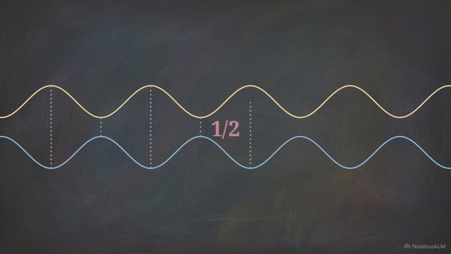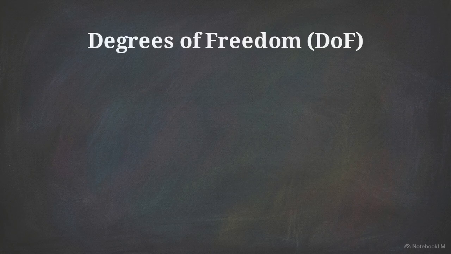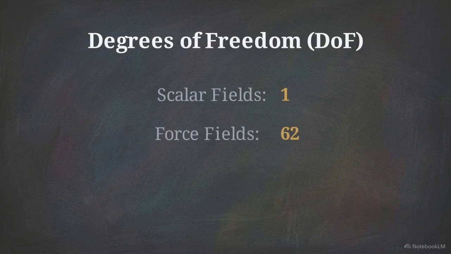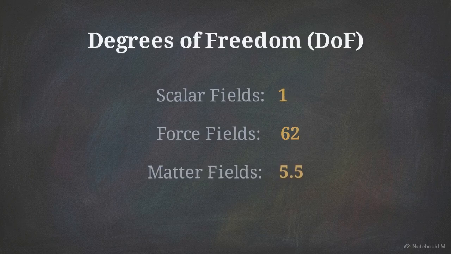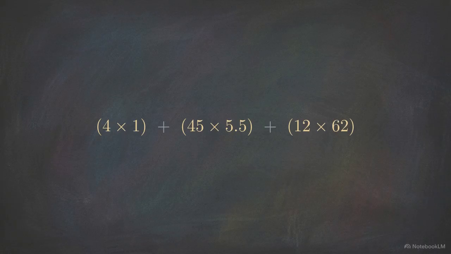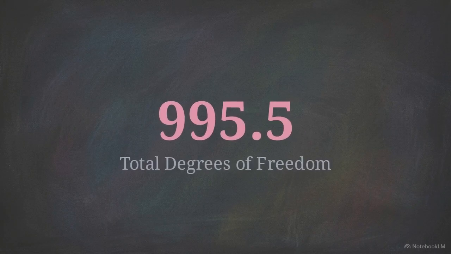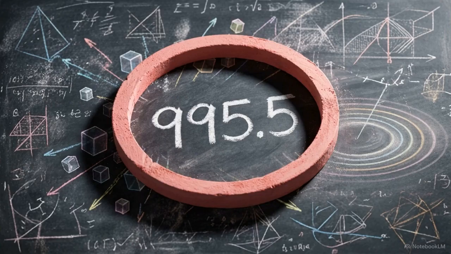Because the behavior of one field can be linked to the state of another, their mathematical values become fractional and codependent. This codependency results in specific values popping out of the math. Scalar fields hold 1 degree of freedom, force fields hold 62, and matter fields require exactly 5.5. By totaling these codependent values across the entire standard model, physicists Schwimmer and Komargodski reached a final calculation of 995.5 degrees of freedom. While we have no idea why nature selected these specific values, they reveal a universe that refuses to be categorized by simple whole integers.